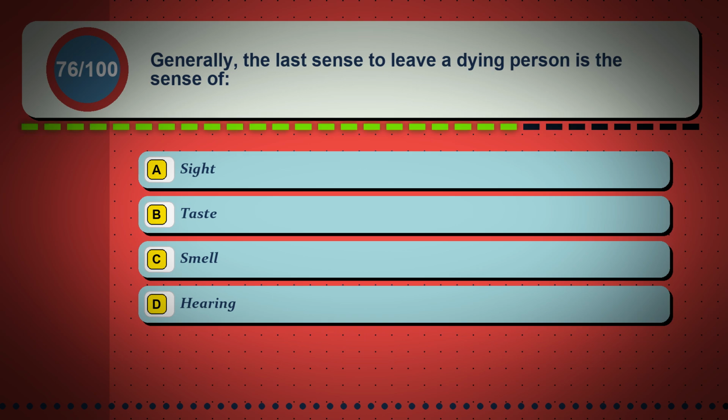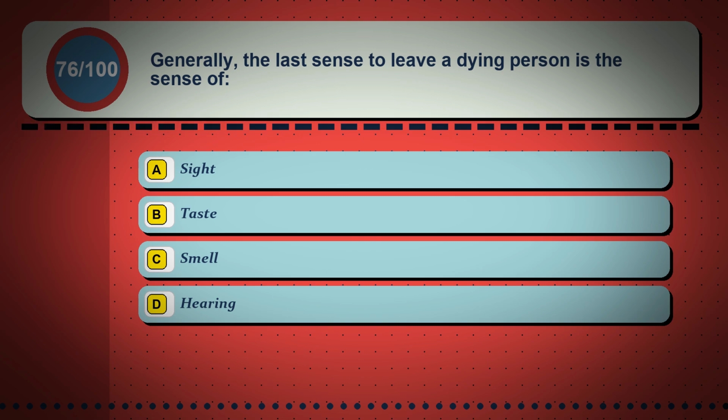Generally, the last sense to leave a dying person is the sense of Option A, sight. Option B, taste. Option C, smell. Option D, hearing.